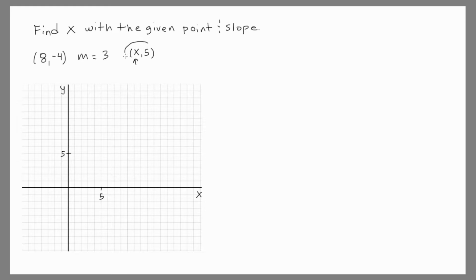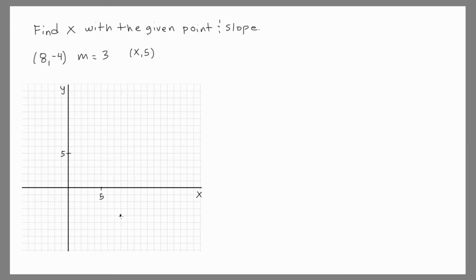Now, to make sure that we understand, this point belongs to this line with this point and this slope. So let's make sure that we understand that. And so one way we can do this is by graphing it. Let's plot this point, and then let's see what we can do with the slope. All right, so 8, -4. Where is 8, -4? That's 5, 6, 7, 8, and then drop 4: -1, -2, -3, -4.